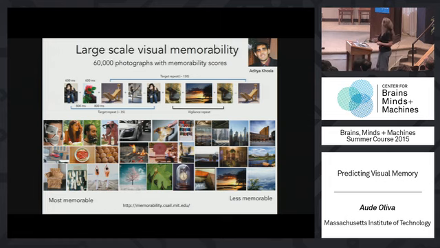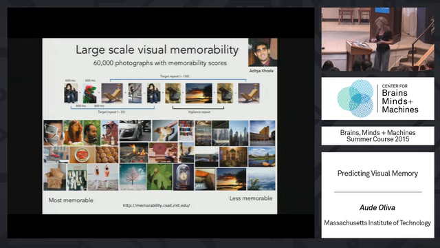So with Aditya Khosla, we recently ran a new large-scale visual memorability study on Amazon Mechanical Turk, this time getting scores for 60,000 photographs. You have a sample over here. All 60,000 are going to be available in a few weeks. The paper is under revision, it's looking good. As soon as we have a citation, we are going to give away all the data, as well as the scores and the images.